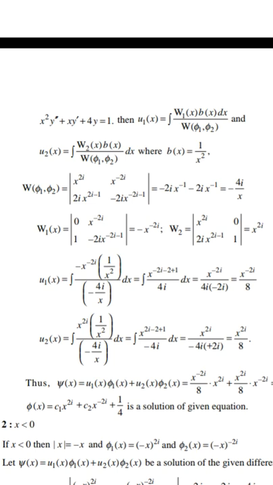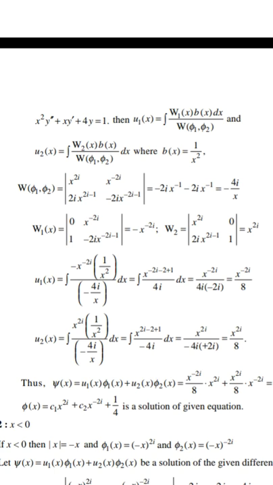Therefore u2 of x equals the integral of x to 2i, 1 divided by x squared, divided by minus 4i divided by x dx, equal to the integral of x to 2i minus 2 plus 1 divided by minus 4i dx, equal to x to 2i divided by minus 4i into plus 2i, which is x to 2i divided by 8.